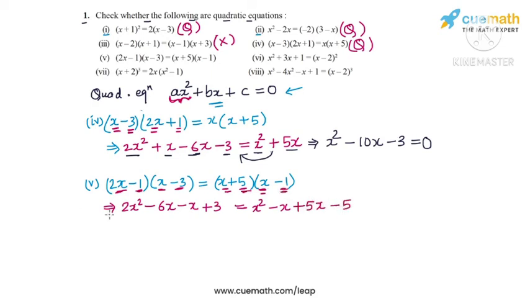So now if we rearrange the terms, we have 2x square here and x square on the right side. So I get x square on the left side, and then I have minus 6x minus x, that's minus 7x, and on the RHS I have minus x plus 5x, that's 4x. When I bring this 4x to the left side, I will get minus 11x, and then I have 3 and minus 5. So if I shift the minus 5 to the left side, I will get a total of 8 as the constant term. So this equation is x square minus 11x plus 8 equal to 0, which is once again a quadratic equation. Now let's do part 6.